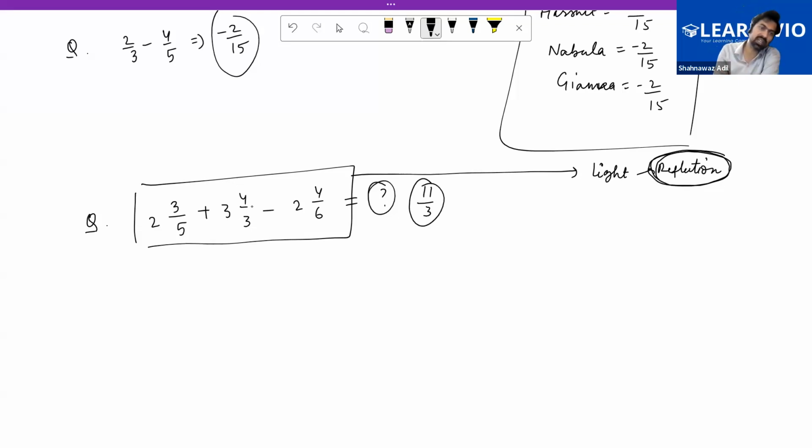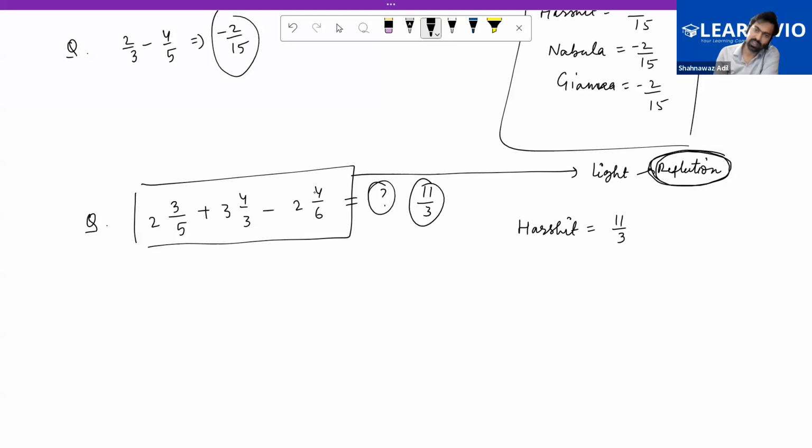So this is a mixed fraction, and first we have to make it a proper fraction, and then we can do the operation, right? Why are you getting 3 in the denominator? So Harshit is getting 11 by 3, and Nabila and Gianna, what are your thoughts, or what is your answer? One minute, sir. Yes, please take your time.